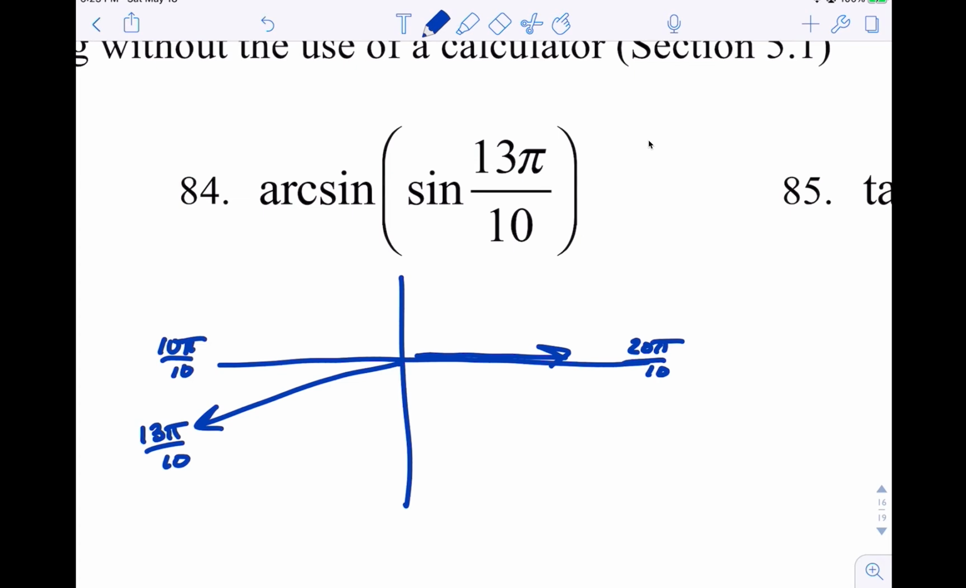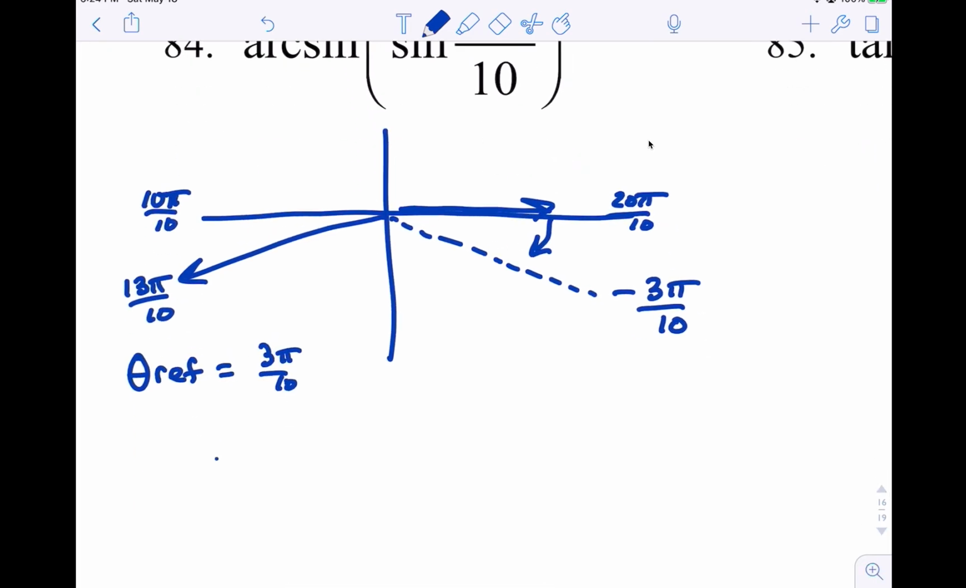So I have to think of what angle do I know that has the same reference angle that 13 pi over 10 does that's in quadrant 4, because that's also going to give me a negative y value, right? So the reference angle here is 3 pi over 10. So if I go 3 pi over 10 this way, that's going to give me negative 3 pi over 10, which is in the range that I want. Okay, so I can change this now.